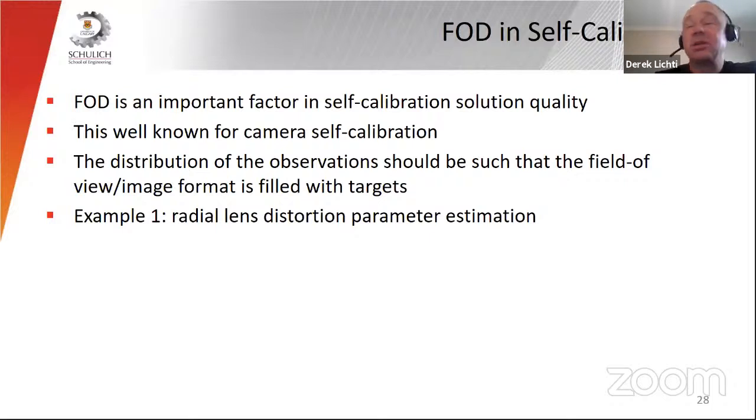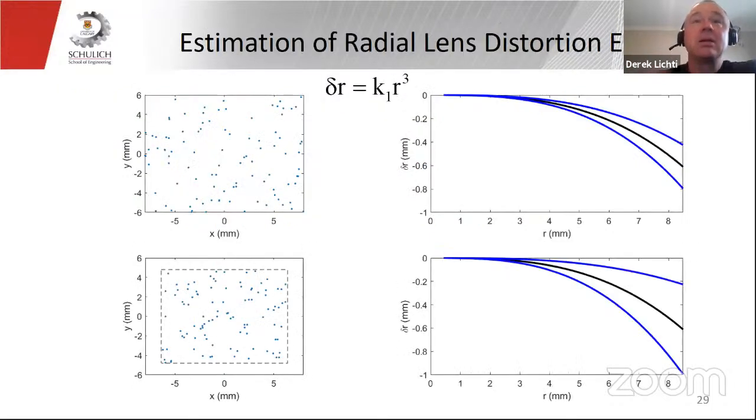So this is of just determining radial lens distortions. So we have an image plane on the left with 100 randomly generated points. And the purpose here is quite simple: determine this K1 parameter for the distortion profile of the lens, the radial lens distortion profile. And in doing so, we come up with a curve on the left. So the black curve is the actual trend of the distortion, and the blue curves are the error envelope, so plus or minus K times the standard deviation. So I've exaggerated them quite a bit for display purposes.